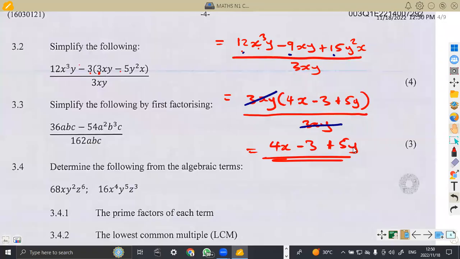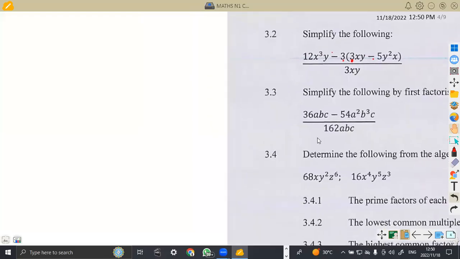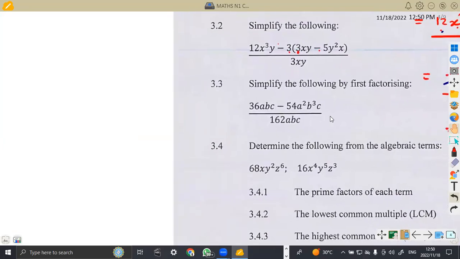So these are most typical questions that you can actually have. Let's see the 3.3, simplify the following by first factorizing. We are told first you must factorize. What are we supposed to factor out? Do we have anything common between the numerator here? We've got 36 and 54. What is the highest number that we can actually factor out?